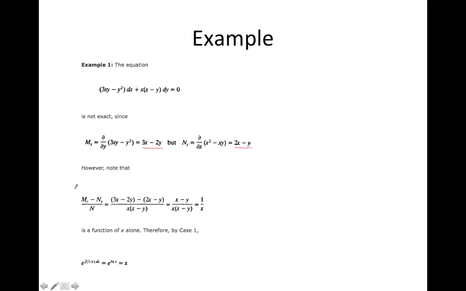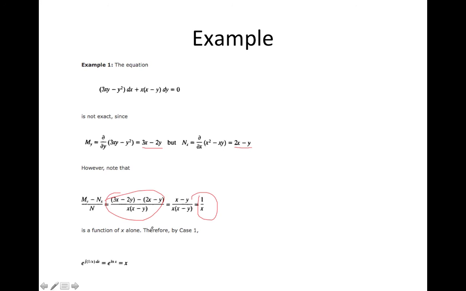So the first thing we want to do is try a case 1 test. We take the derivative of M with respect to y minus the derivative of N with respect to x, divided by the function N. That's done here in this step. After doing some algebra, we find that it is equal to 1 over x. That means this is a function of x alone, and it satisfies case 1.